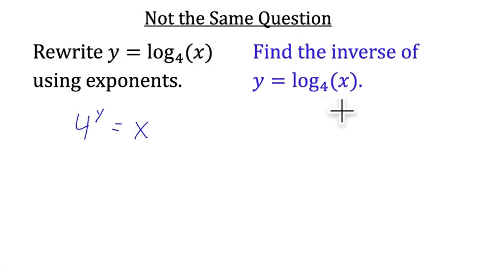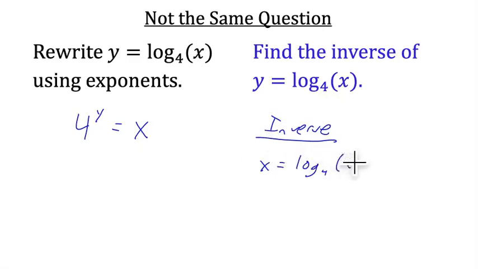Now this is a different question. Find the inverse of y equals log base 4 of x. And to find the inverse, that's where we switch the x and the y, and then we solve for y. So I'm going to rewrite it in exponential form. The base is 4, the log equals the exponent, and equals the other part.